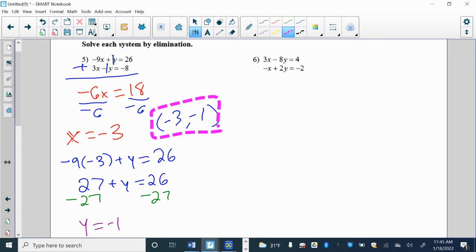This problem was perfectly set up for elimination from the start, because if we added straight down from the beginning, the y's canceled. Most of the time, that's not the case. Okay, so if we looked at 6 and we tried to add straight down from the beginning, neither the x's or y's would cancel. Nothing would eliminate. Right? If we added straight down, 3x plus negative 1x would be 2x. Negative 8y plus 2y would be negative 6y. Nothing would cancel. So we can't add straight down yet.